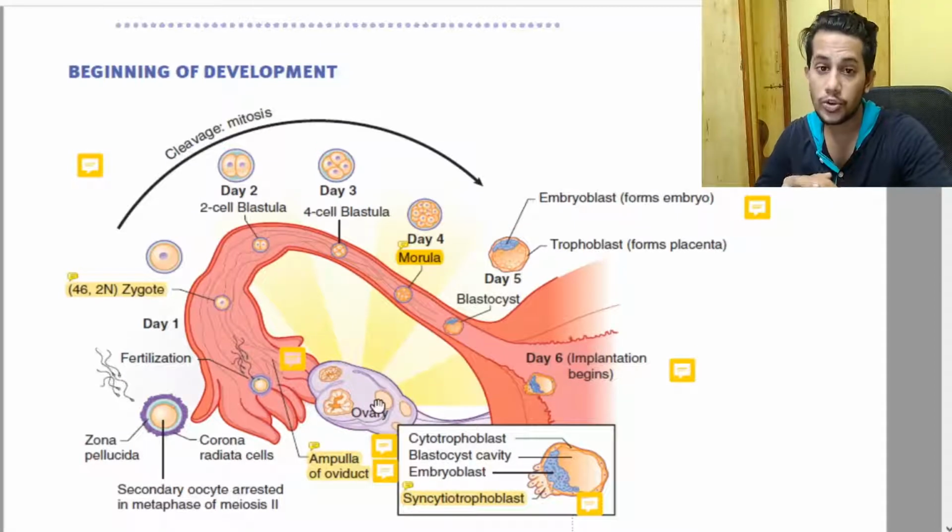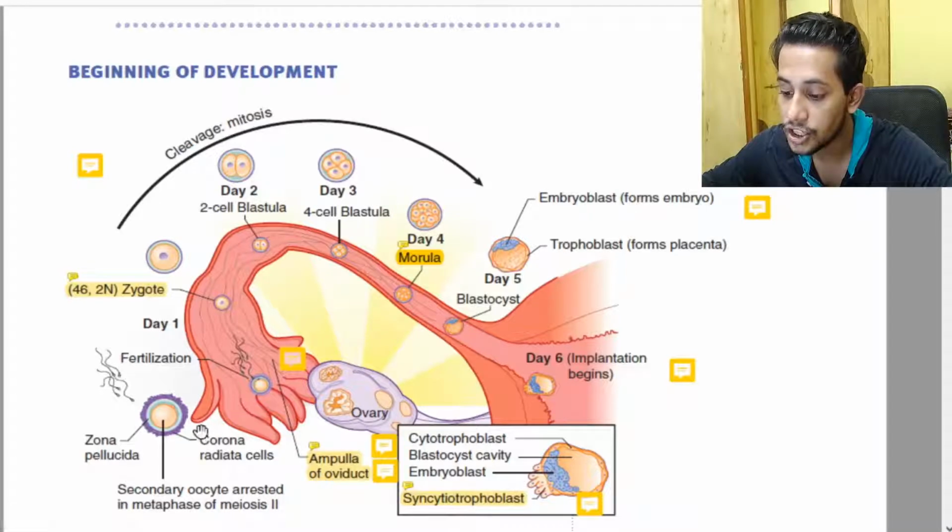Now once the penetration is done, it reacts in a cortical reaction which prevents the other sperm from entering and fertilizing the same egg. Now once the process of fertilization is done, the sperm infiltrates the zona pellucida and finally fertilizes the egg. That is when the fertilization occurs. It is supposed to be in the ampulla of the oviduct. That's where it's supposed to happen normally.